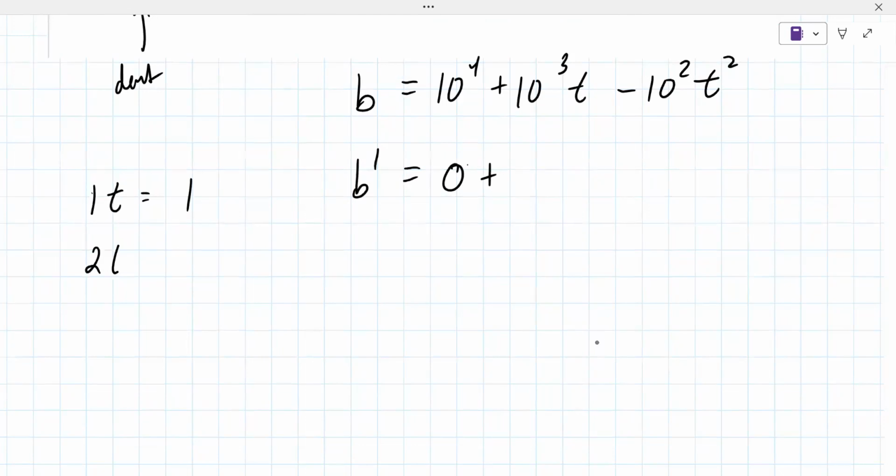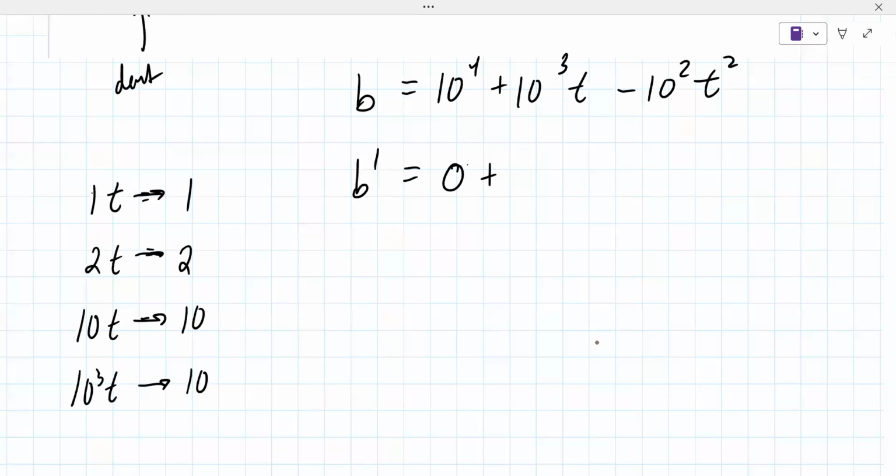Yes. And what if it was 2t? What would the derivative be? It would just be 2. And what if it was 10t? What would the derivative be? 10. And what if it was 10 cubed t, like it is there? What's the derivative? I think it would still be 10 cubed. Yes. Okay. So the derivative is the number in front of that. The constant always comes with it with power.